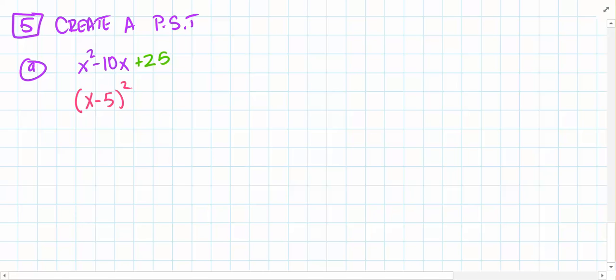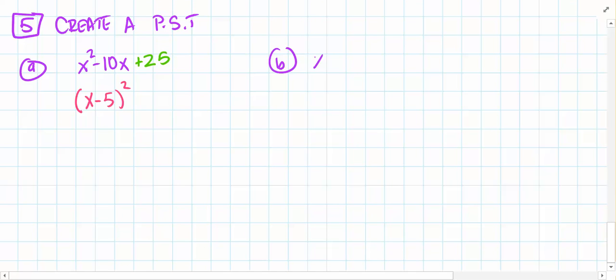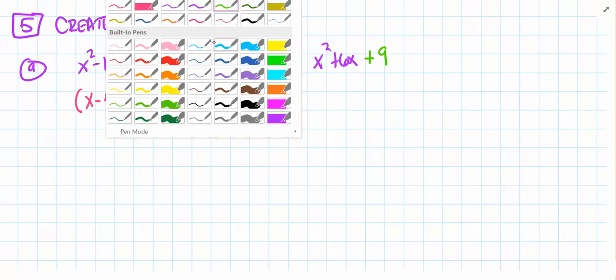Okay, do you guys cool with that? All right. Let's try another one. Let's do b. What if I gave you this? How about x squared plus 6x? How could you create the perfect square trinomial? Plus what? So plus 9, what would that then do for you? (x plus 3) squared. Very good.